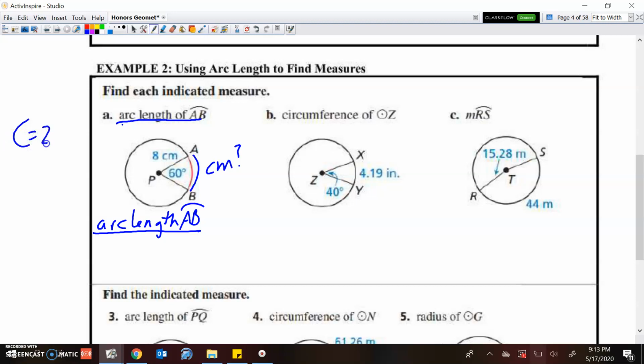So let's calculate that. Let's see what 2 pi r is. They give me the radius of 8, so 2 pi 8. So I'm just going to write it as 16 pi right now. I'm not going to abbreviate anything for the time being or round anything.